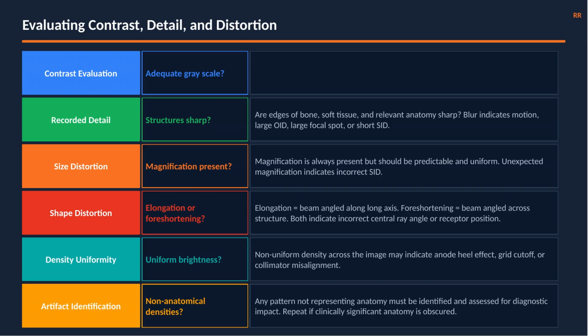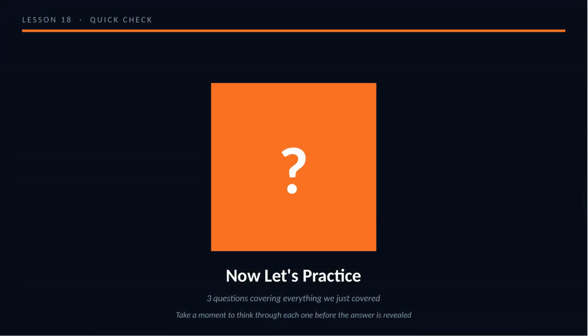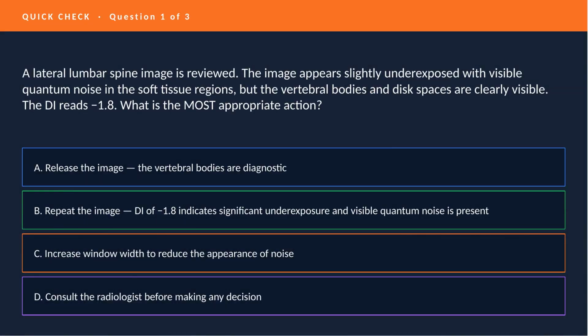Density uniformity. Non-uniform brightness across the image may indicate anode heel effect, grid cutoff, or collimator misalignment. And artifact identification. Any pattern not representing anatomy must be identified and assessed for its impact on the diagnostic information. Repeat only if the artifact obscures clinically relevant anatomy. 3 image evaluation questions.